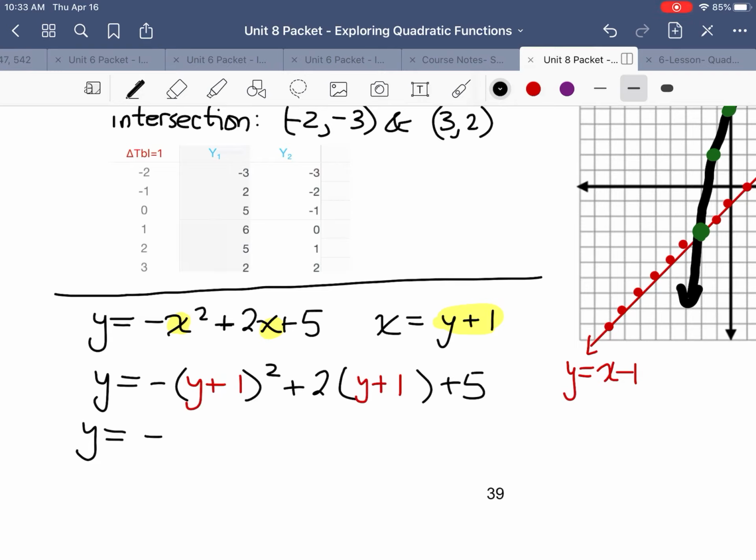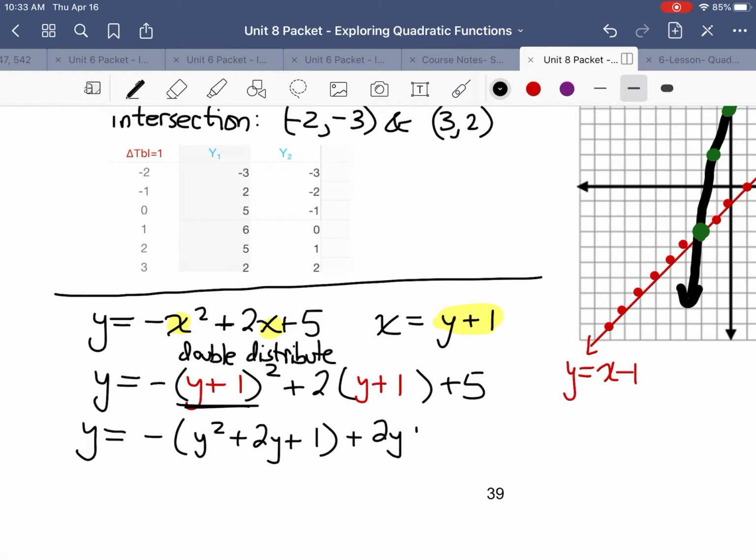Y equals negative (y plus 1) squared plus 2(y plus 1) plus 5, because you have to double distribute. All right, because it's really y plus 1 times y plus 1. All right, plus 2y plus 2 plus 5. Y is equal to negative y squared minus 2y minus 1 plus 2y plus 2 plus 5.